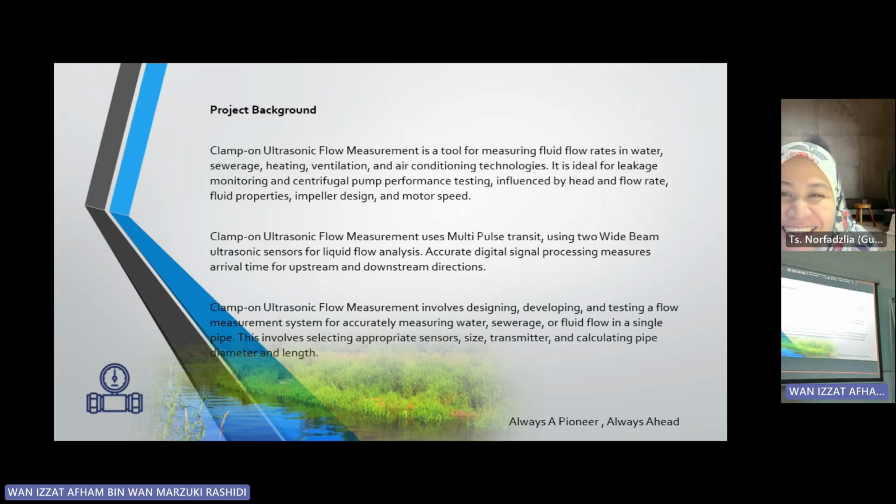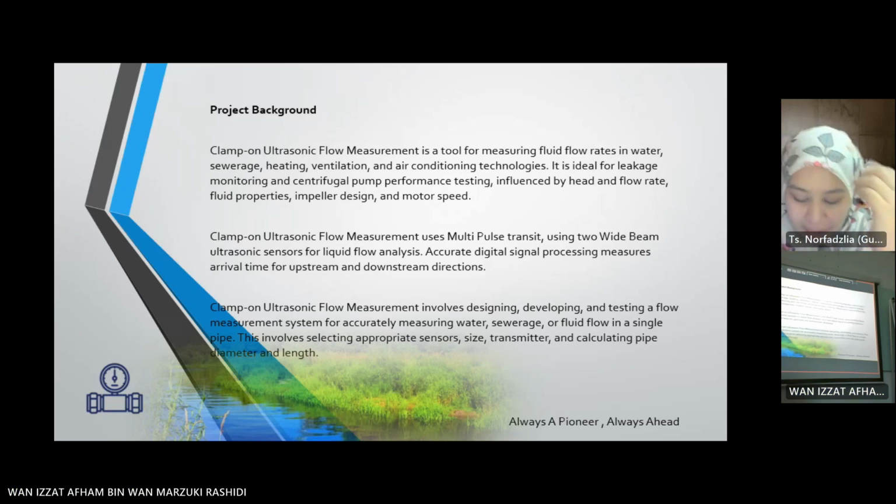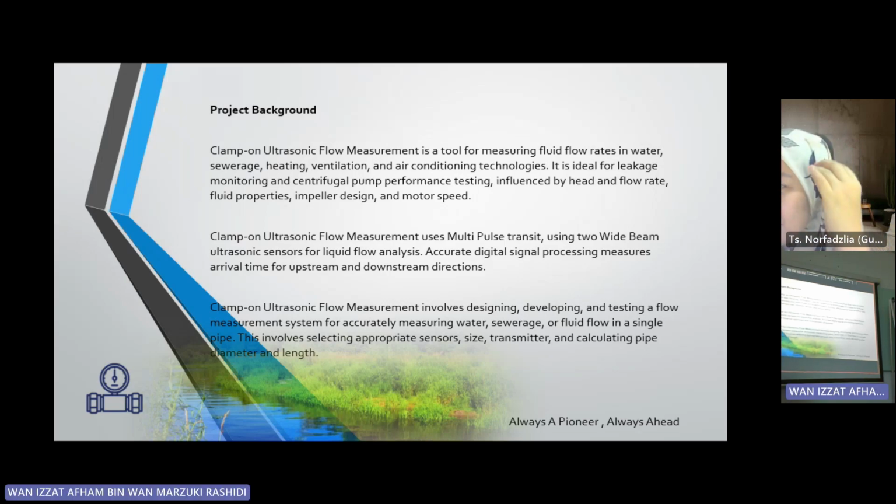direct mode. For direct mode, we place the sensor on top of the pipe, and as usual, this is upstream, while the downstream will be at the bottom of the pipe. As the name suggests, the sensor signals will go directly across the pipe, while the first one will be reflected by the pipe. The flow and pump will be the same.